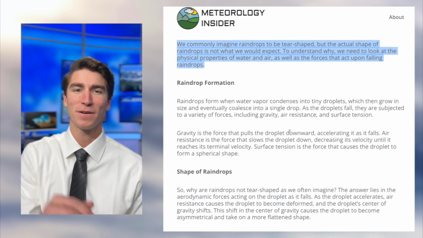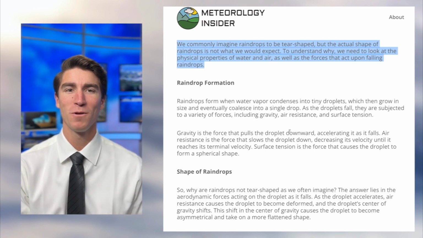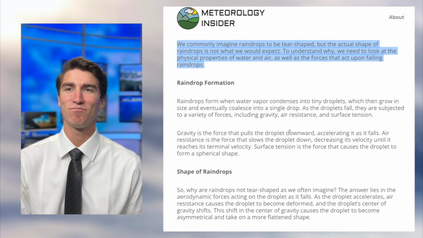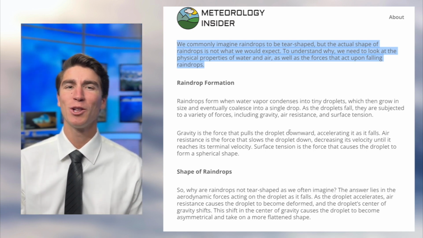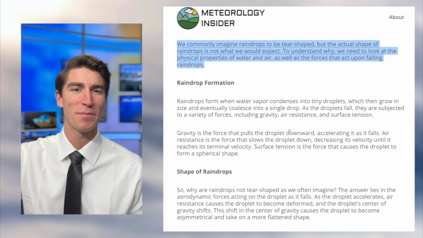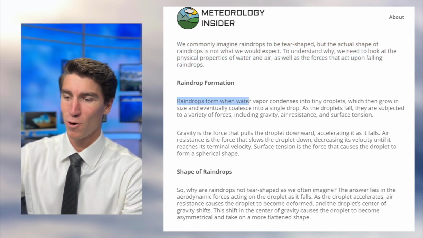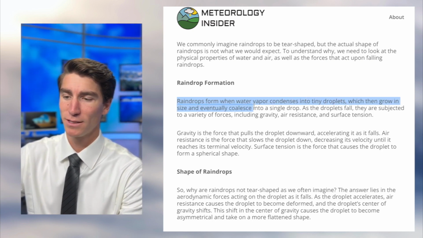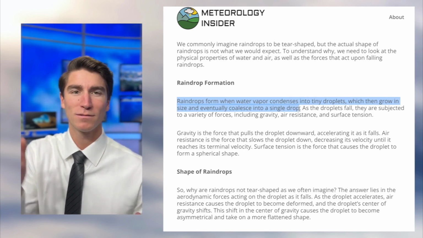So this is a perfect example of one of those scientific questions where it seems very simple, but then there's actually some interesting science behind it that isn't exactly difficult to understand, but it illustrates and illuminates what's actually going on kind of behind the scenes. So raindrop formation. Raindrops form when water vapor condenses into tiny droplets, which then grow in size and eventually coalesce into a single drop. So this happens usually in a cloud.